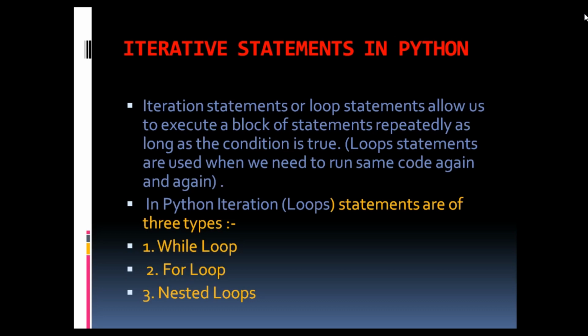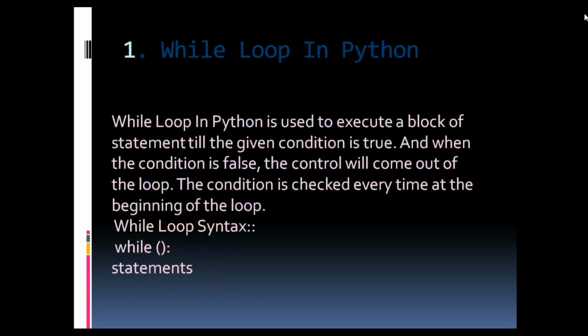So what is a while loop in Python? Let's see with an example. The while loop in Python is used to execute a block of statements till the given condition is true, and when the condition is false, the control will come out of the loop. The condition is checked every time at the beginning of the loop. This is the syntax of the while loop, where we put the condition and after that we write the statement.